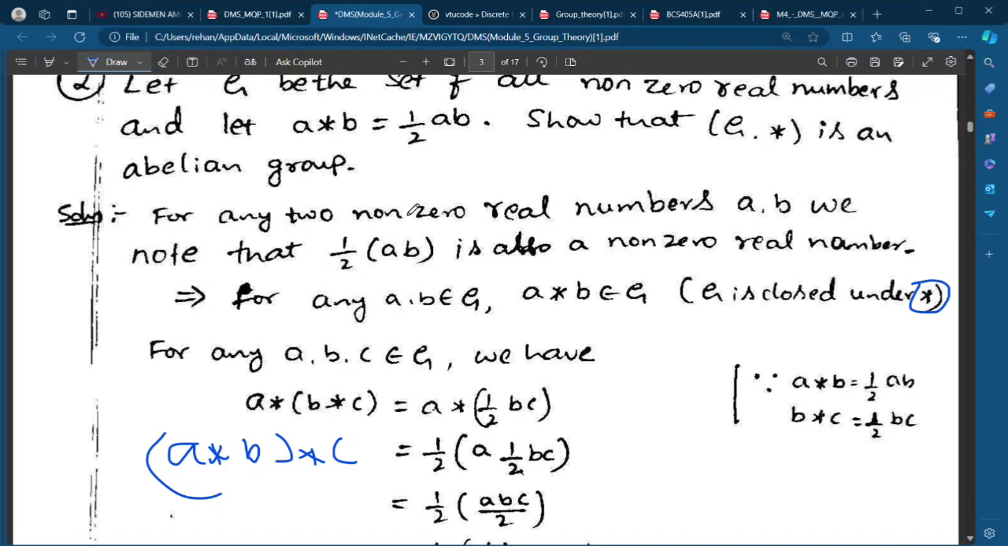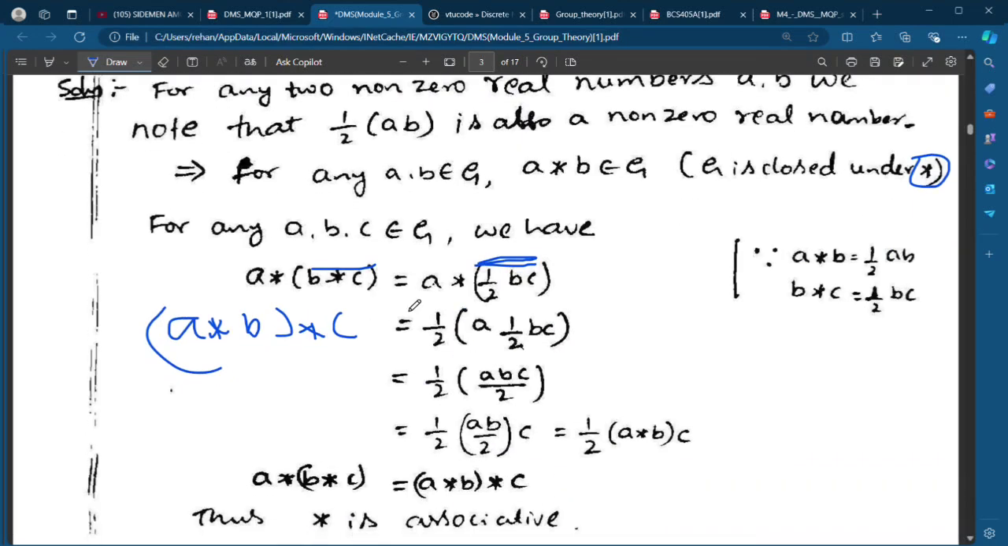So A, B, C belongs to G. Now what to do? I have in the given question C, you can see here. First I have B, B star C. In place of A I have B, in place of B I have C. So I'll write half into B into C. Okay, you understood, right? Now I have this equation.